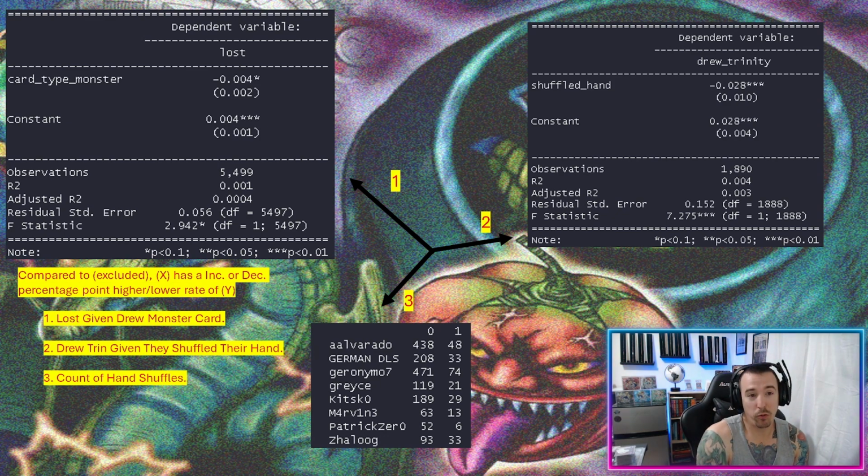I thought that was pretty funny. The counts at the bottom down here show how many times each individual's username popped up and how many times they shuffled their hand. Given that you shuffled your hand, you drew Trinity less compared to individuals who didn't. It's one of those statistics that doesn't really mean anything, right? Shuffling your hand or not shuffling your hand, given that Dueling Book is random when it gives out cards. I just thought it was funny to see that shuffling your hand actually has statistically significant results in this data set.